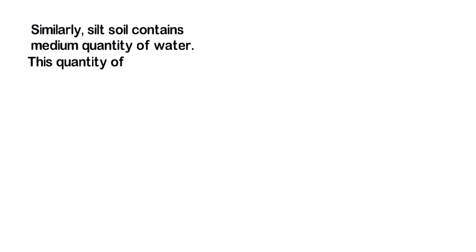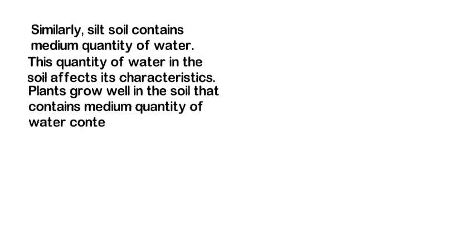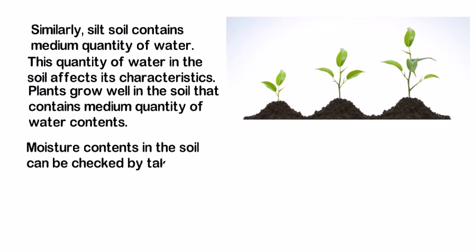This quantity of water in the soil affects its characteristics. Plants grow well in the soil that contains medium quantity of water content. Moisture content in the soil can be checked by taking a small amount of soil in hand.